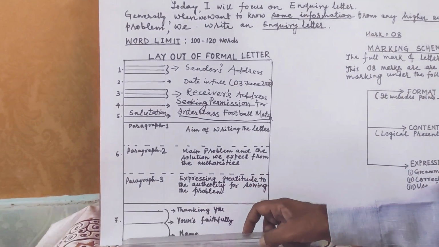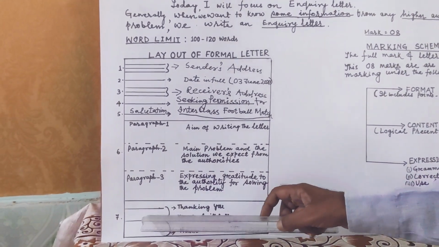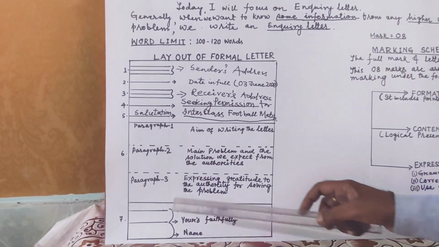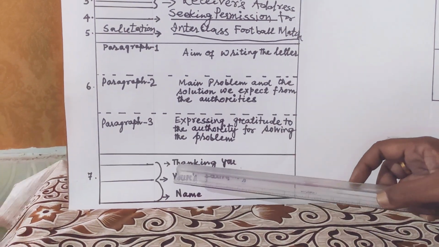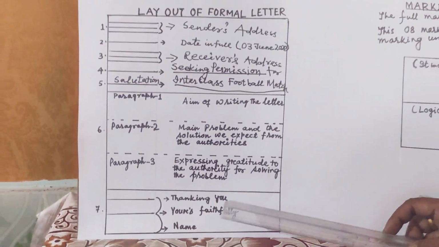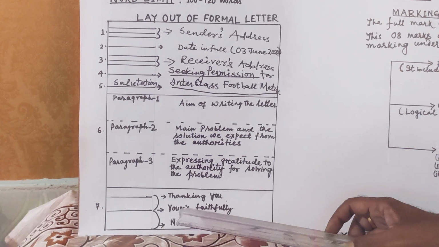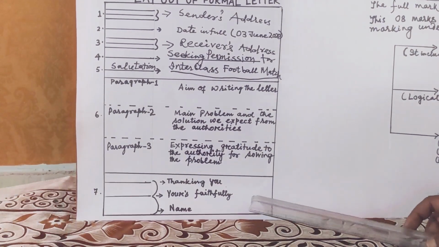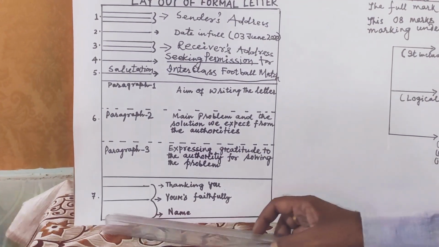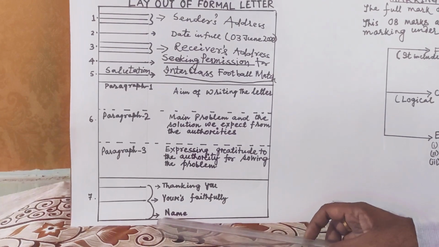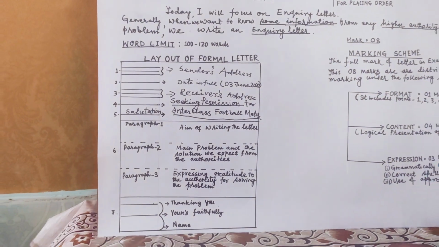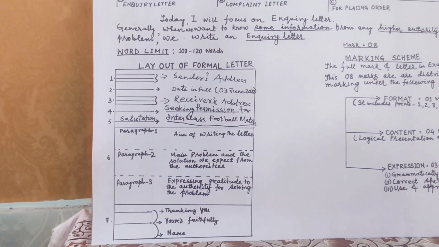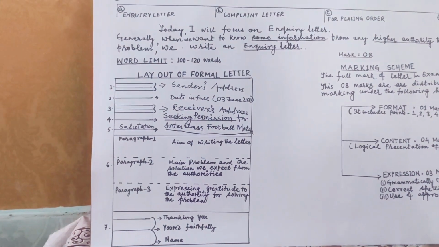Now students, you come to point number 7. This is the last part, so we call it the complementary clause. Here you can see there are 3 lines. In the first line we write thanking you. Next line, yours faithfully, yours sincerely, you can write. Then last, the name of the person who writes the letter. So this is the complete layout. This is how we will make it clear in our mind.